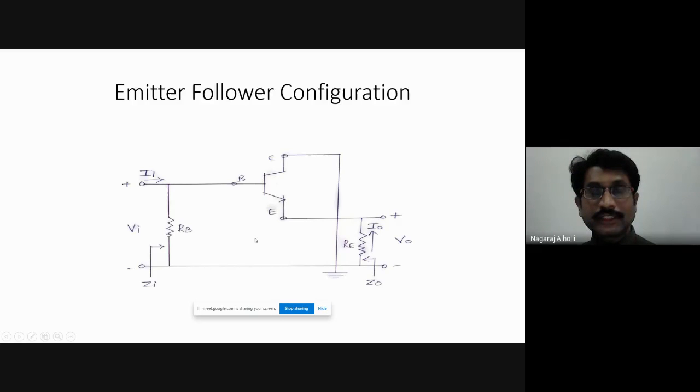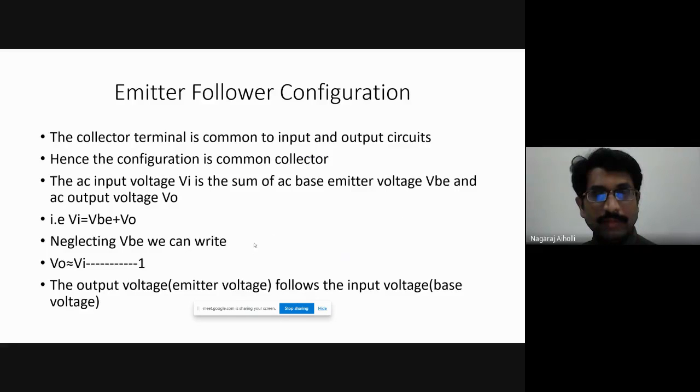Remember, in examination they may ask, explain the RE model of the emitter follower configuration, or explain the RE model of the common collector configuration. You have to remember that the emitter follower configuration is also called the common collector configuration. Both are one and the same RE model. The terminal is common between input and output circuits, hence it is the common collector configuration.